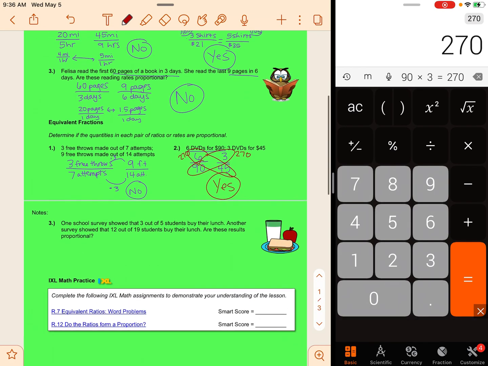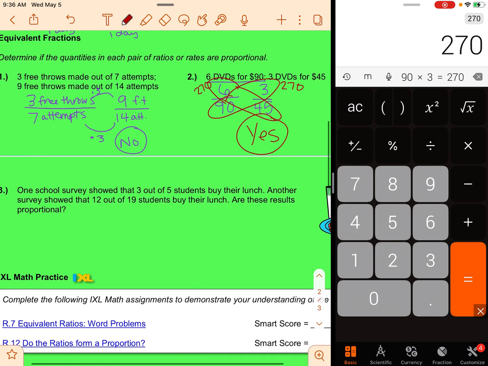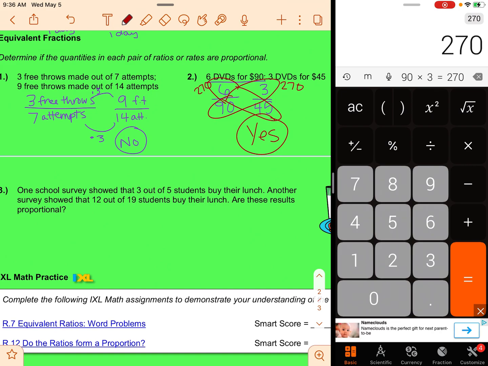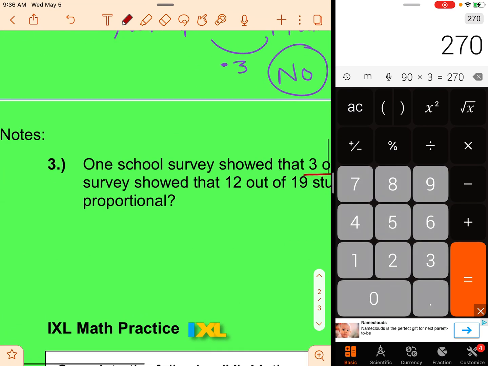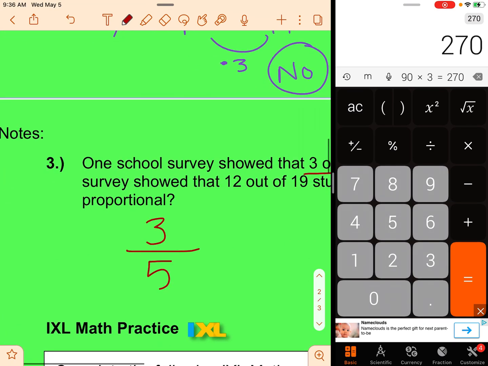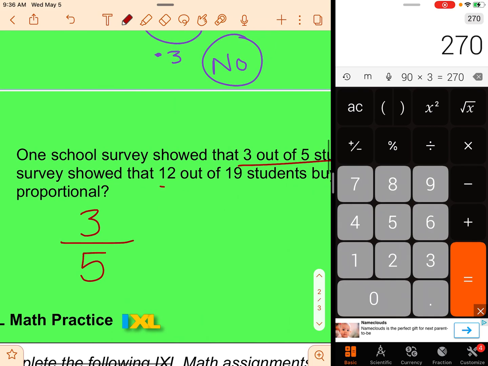Awesome, we have one problem left. One school survey showed that 3 out of 5 students buy their lunch. Another survey showed that 12 out of 19 buy their lunch. Are these results proportional? So let's go ahead and set up our ratio. First we have 3 out of 5. So 3 over 5. And then we got 12 over 19.